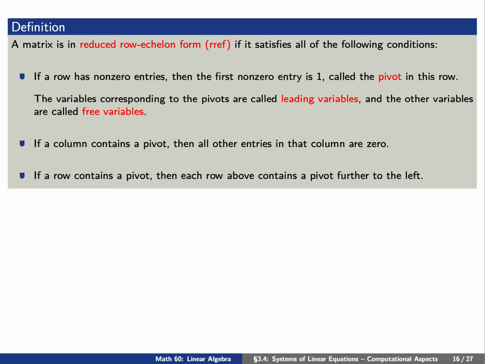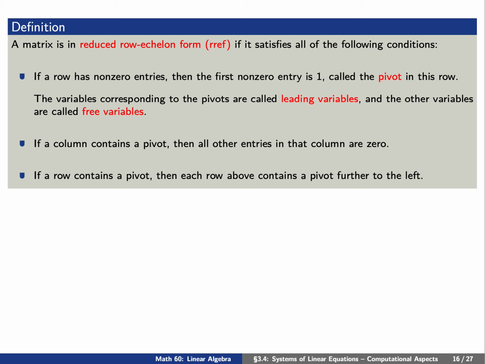Since we're still trying to discuss how we'll find solutions to our equations, let's now discuss the concept of Gaussian elimination. This will give us another method of finding solutions. Let's start with the definition. We'll say that a matrix is in reduced row echelon form if it satisfies all of the following conditions.